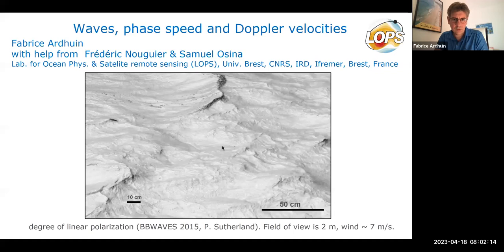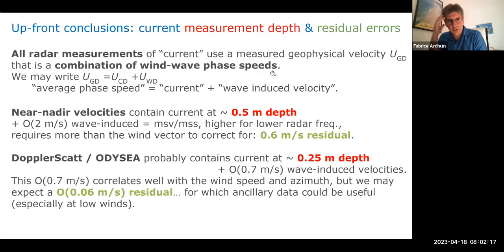I'll start with my conclusions, because I'm not sure how long it's going to take me to go through all of this. Basically, all radar measurements of current, in quotes, actually measure a geophysical quantity that is a combination of wind wave phase speeds. So we basically see the motion of the surface only through the motion of surface waves.